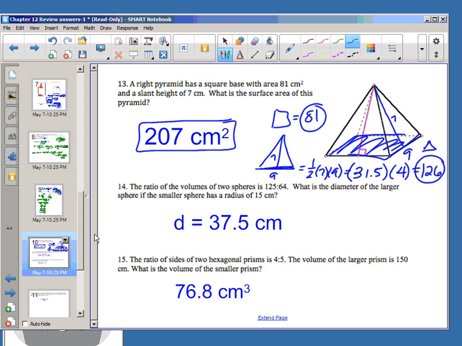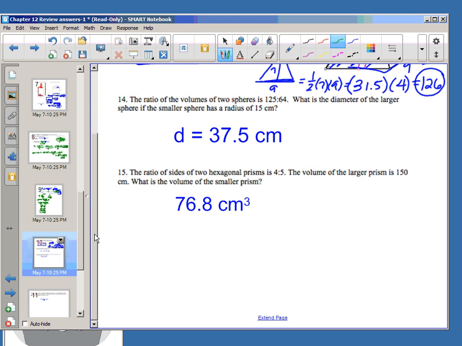And my number 14 and 15 both have to do with ratio of volumes. So it says the ratio of the volumes is 125 to 64. That's my volume. Okay, and they want me to find a diameter, which is really a side, so I need to go back to my sides. In order to do that, I need to cube root both the top and the bottom. Because a volume is 3-dimensional, a diameter is 1-dimensional, so I need to cube root that, and when I do that, I get 5/4. Okay, so my ratio of my sides is 5/4.